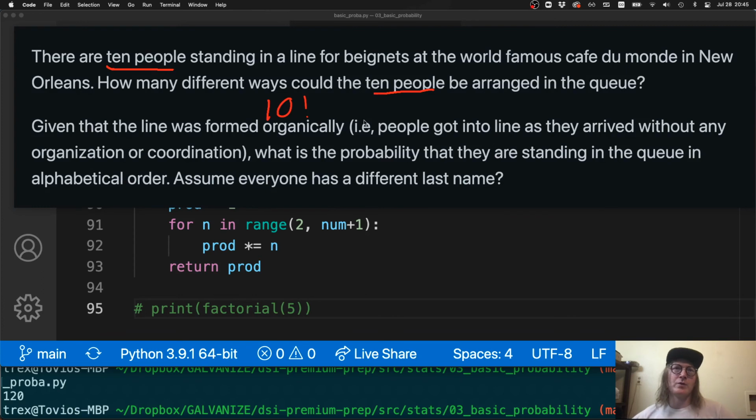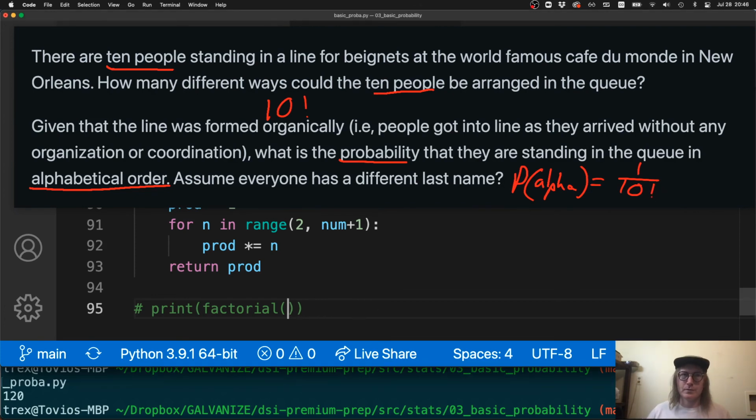All right, given that the line was formed organically, people got in line however, what is the probability that they are standing in the queue in alphabetical order? And let's assume everyone has different last names, so there's only one way that that could occur, right? So what is the probability of this alphabetical ordering? This is just going to be 1 over 10 factorial, right? Which is a pretty small number, just thinking about it.